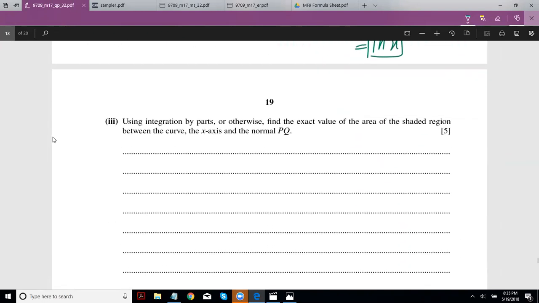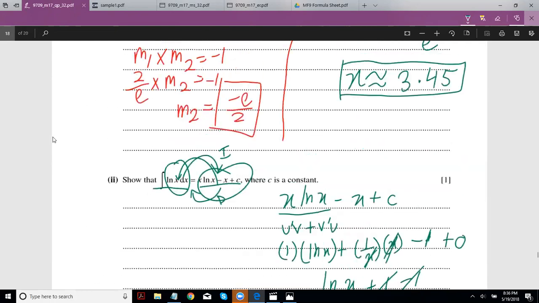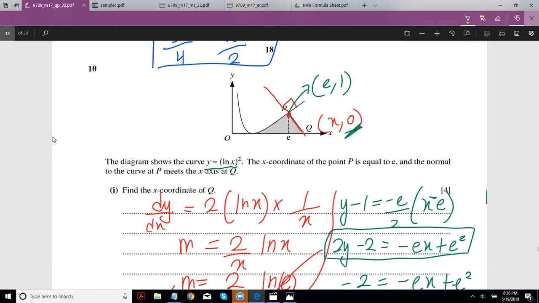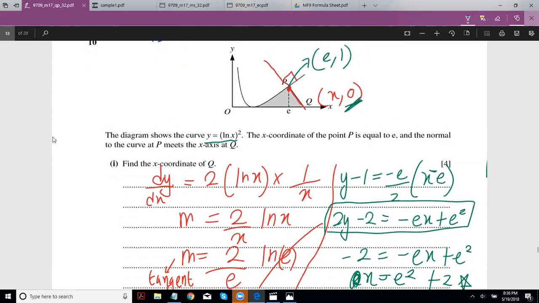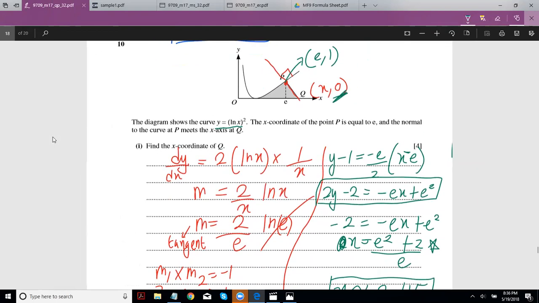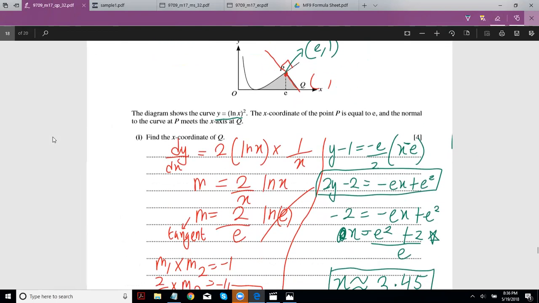Okay, last part of the paper, a very long paper. Using integration by parts or otherwise, find the exact value. So they don't want it in decimal places, they'll probably want it in terms of e or ln. Find the exact value of the area of the shaded region between the curve, the x-axis, and the normal PQ. Oh, they have in fact given it to us, which is perhaps why it'll be more helpful for us to keep our value of Q in an exact form, because they want the area in an exact form.